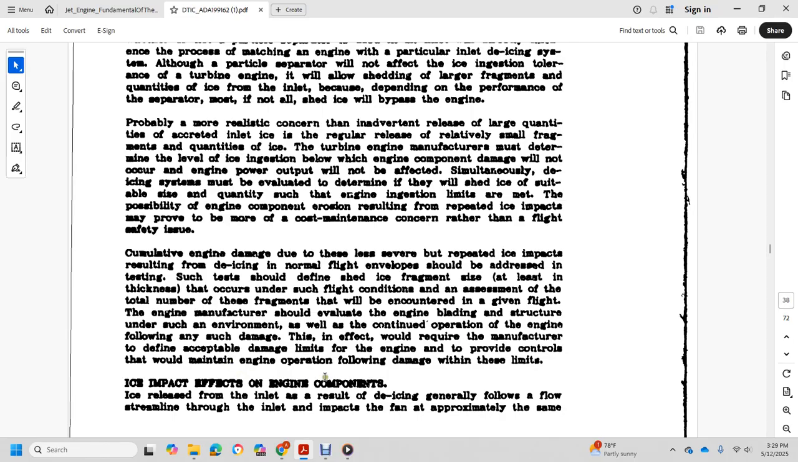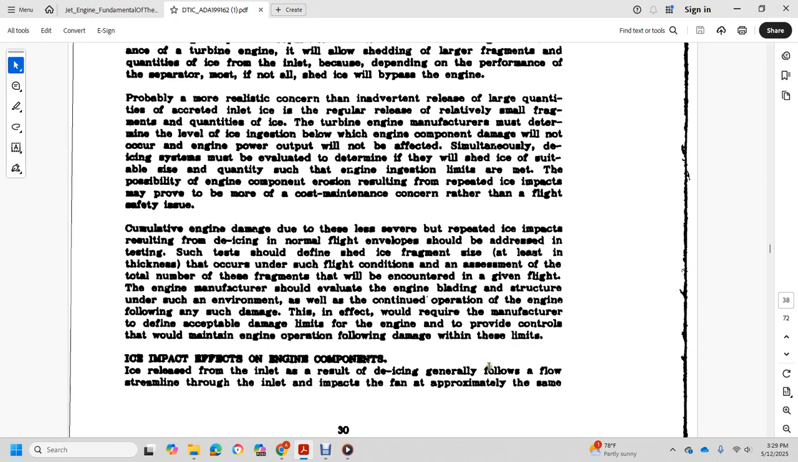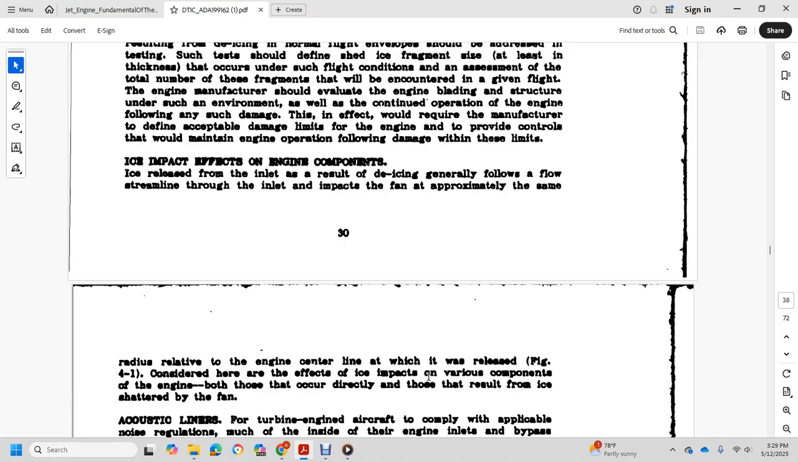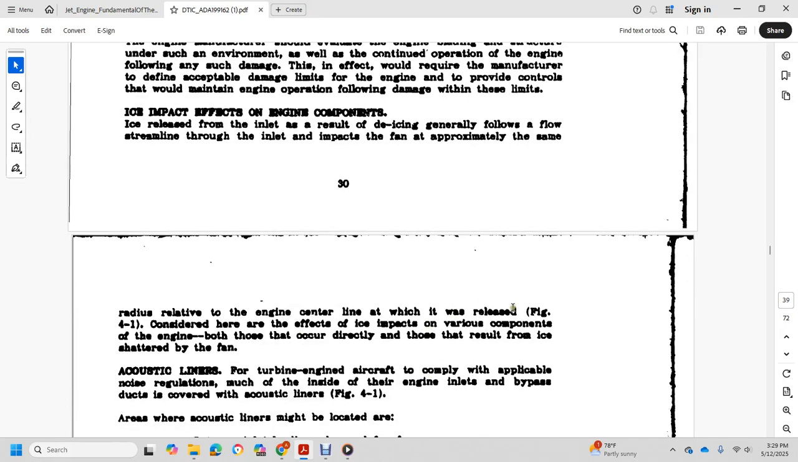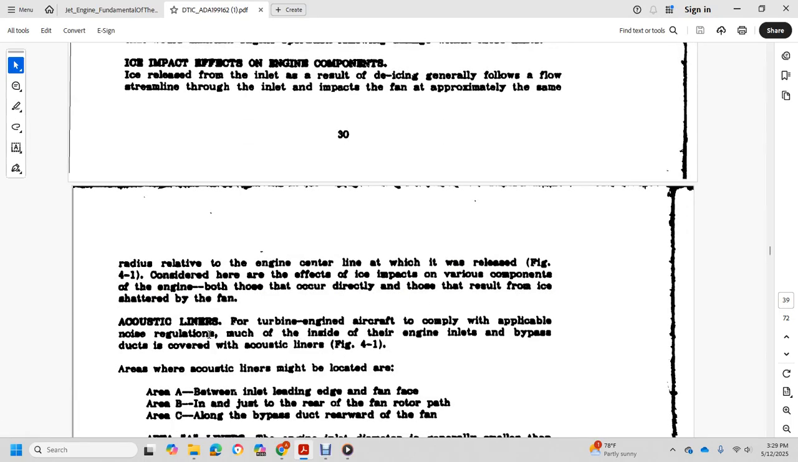Ice impact effects on engine components. Ice released from the inlet as a result of the de-icing generally follows the flow of the streamline from the inlet impact, at approximately the same radius relative to the engine center line at which it was released. The effect is the impact on various components of the engine. Both occur directly as a result of the ice shattering on the fan.